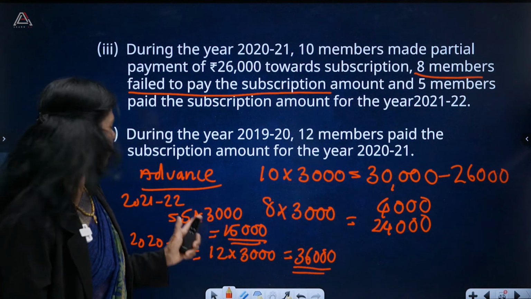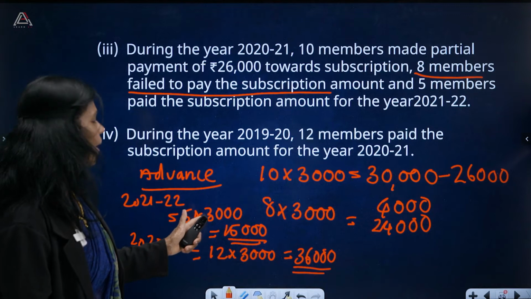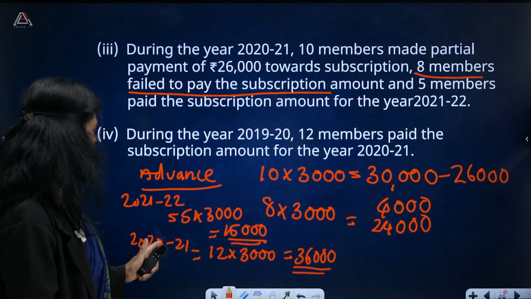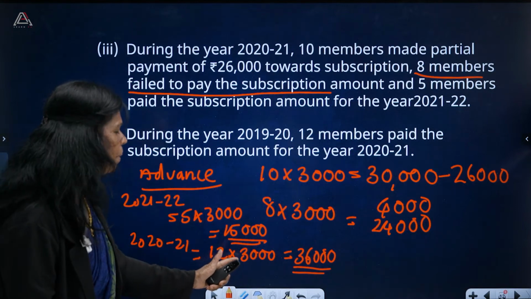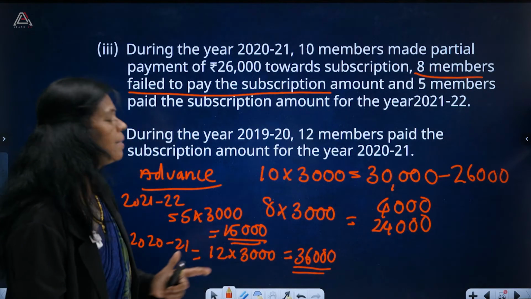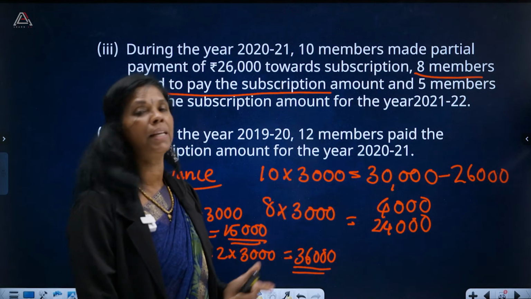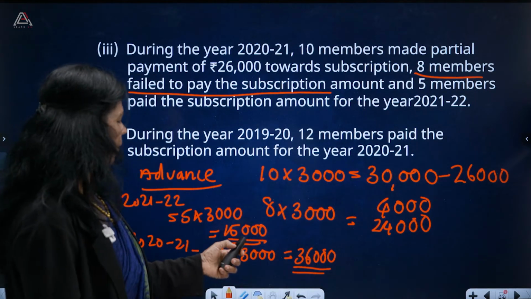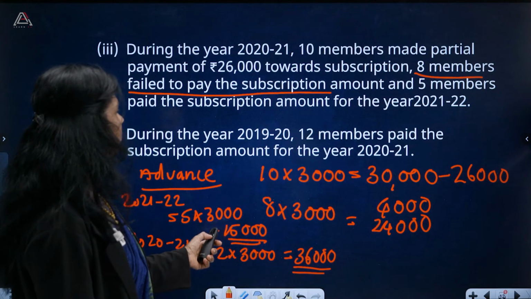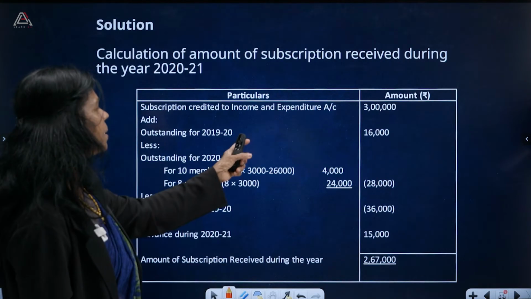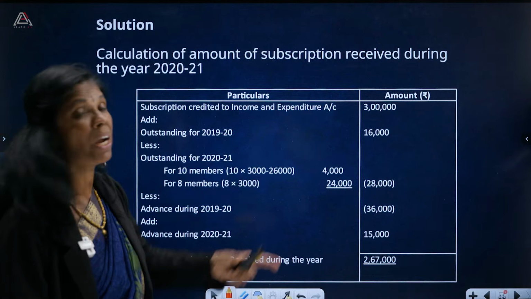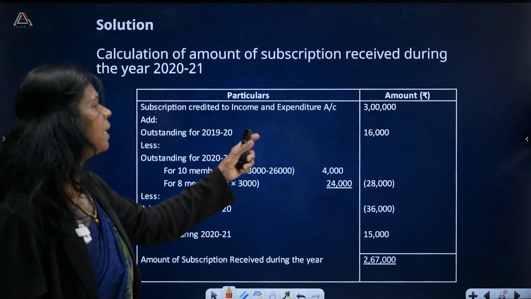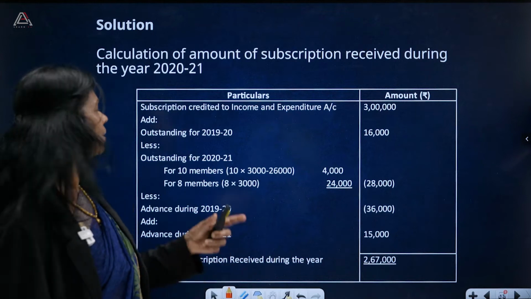This is advance. 2021-22, 5 into 3,000, 15,000. Then 2020-21, 12 members into 3,000, 36,000. Then these are the arrear. Then let us see how it will be found out. See the solution. Subscription credited to income and expenditure account, how much? 3 lakh. It is given in the question. Subscription credited to income and expenditure account is 3 lakh.